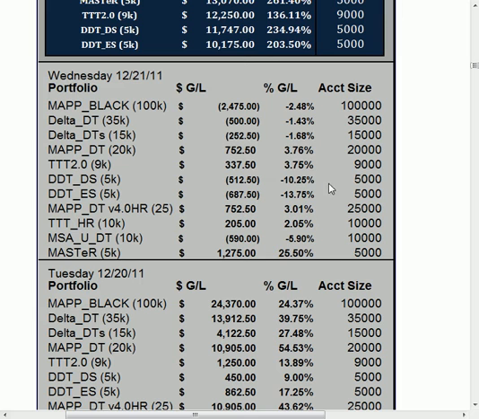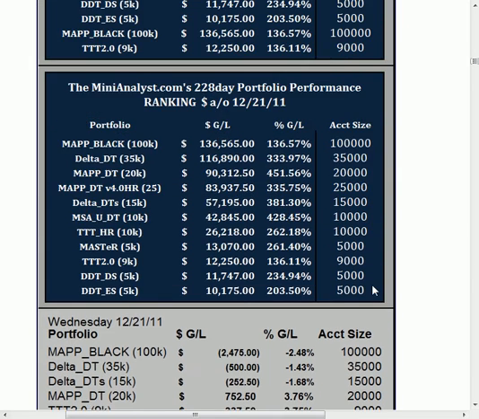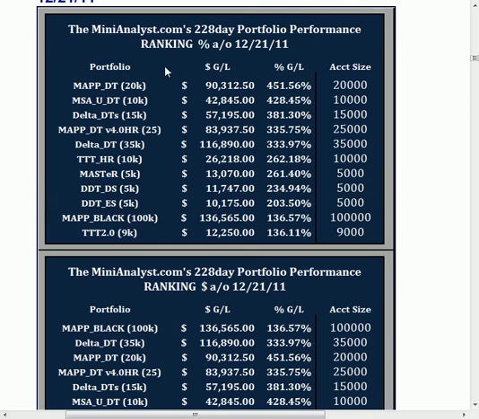And then yesterday, Wednesday, Master banking 25, that trades derivations, the Evo, at 26%. There you can see right there. So that's the, as of yesterday, 451% for the MAP DT is actually leading. MSA UDT, which led for most of the year, has been overcome by the MAP DT, the $20,000 portfolio, $10,000 portfolio, up 428%, 380 for Delta DTS. These two had been leading most of the year. The MAP DT had a strong finish to close out the year.